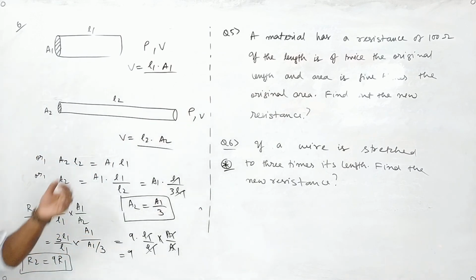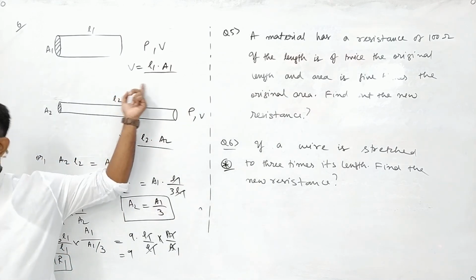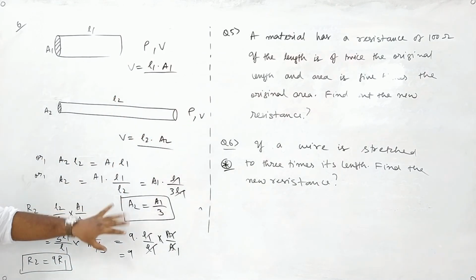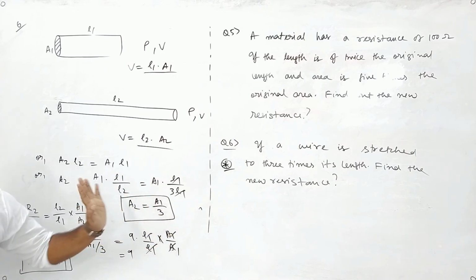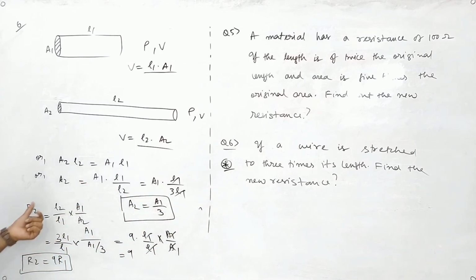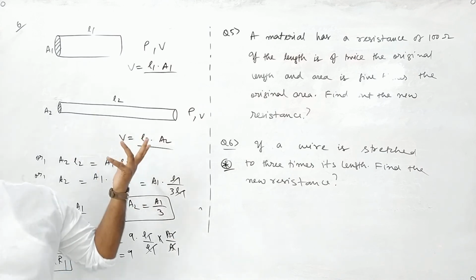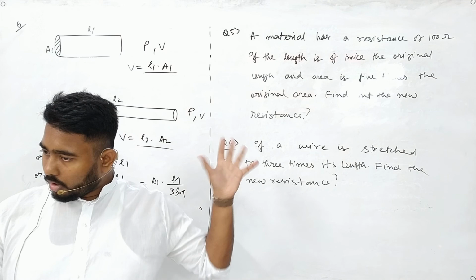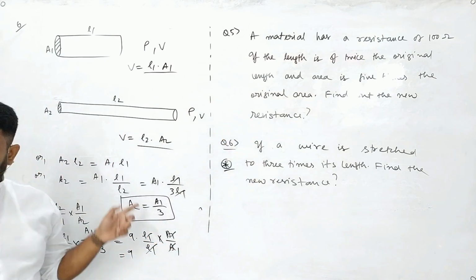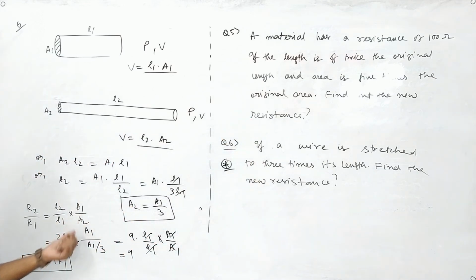Okay. We found out that V equals L2 A2, V equals L1 A1. We did an equation and we found out A2 equals A1 by 3. Now we know R2 by R1 equals L2 by L1 into A1 by A2. We just did it in the previous numerical. We just did the ratio. Rho will cancel out, so this will remain. So it will be L2 by L1 times A1 by A2.